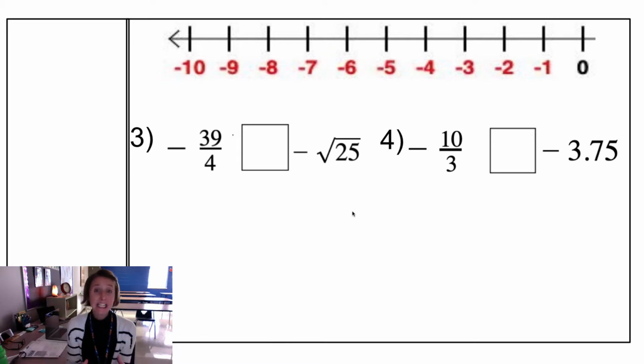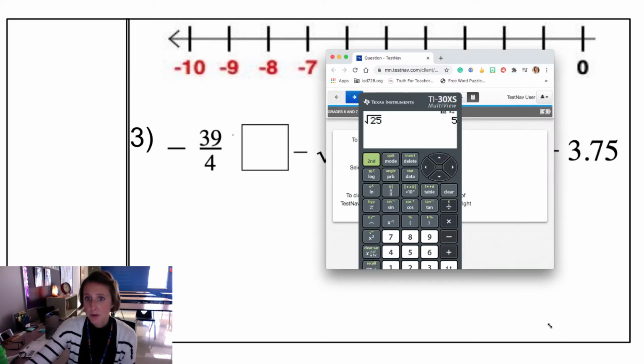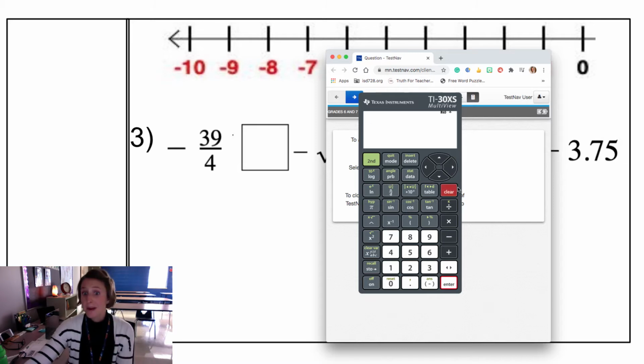So again, I like to see rational numbers when I'm comparing them, whether they're positive or negative. I like to see them in a decimal form. So I'm going to change negative 39/4 into a decimal. When I enter it in my calculator, I'm just going to ignore the minus sign right now. I'm going to go 39 divided by 4.